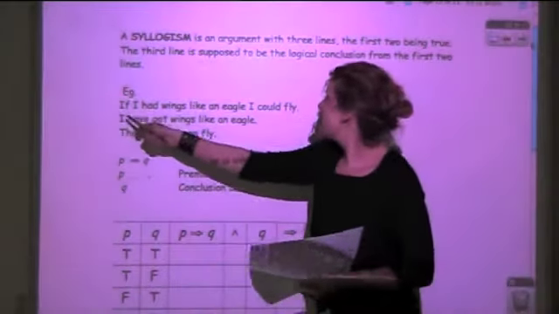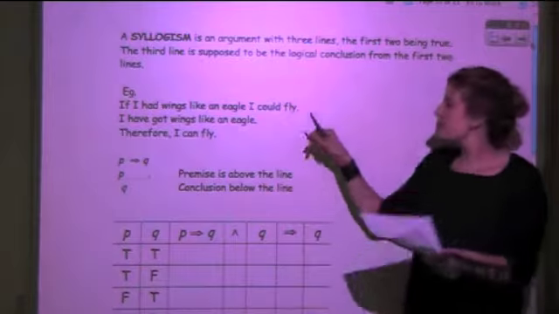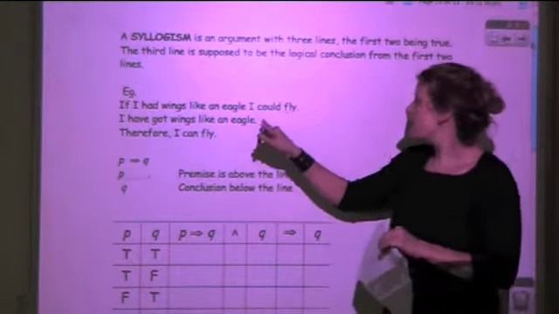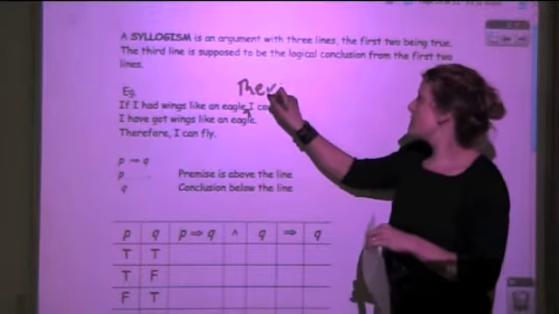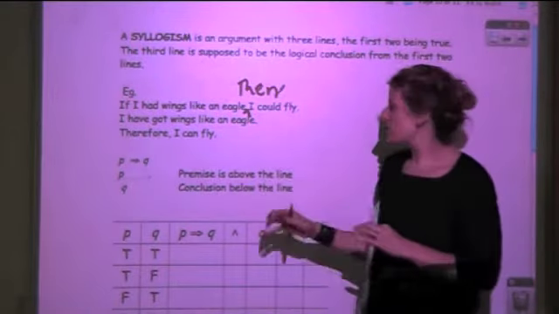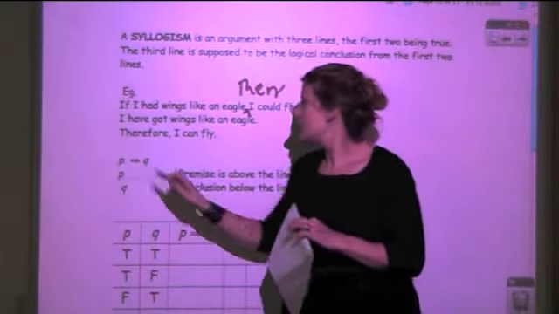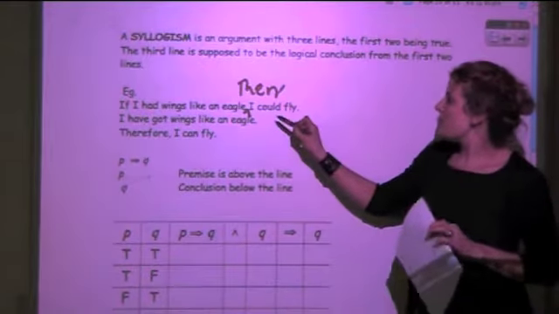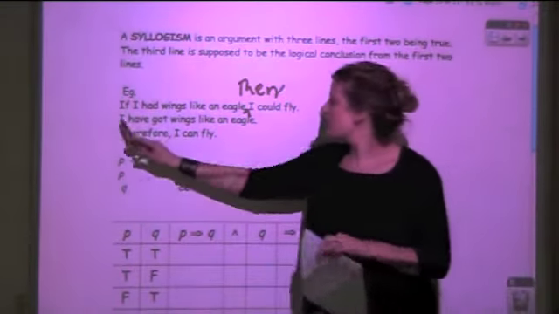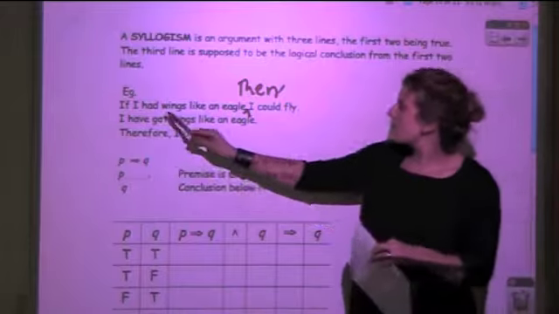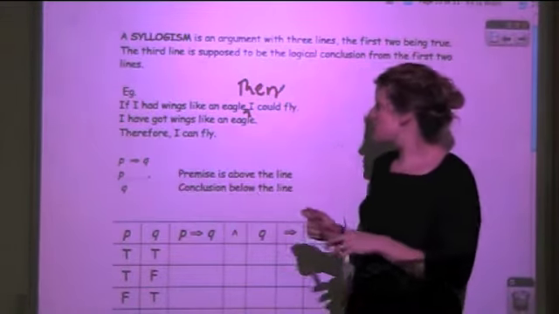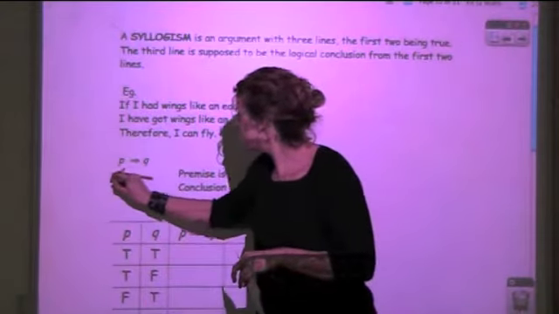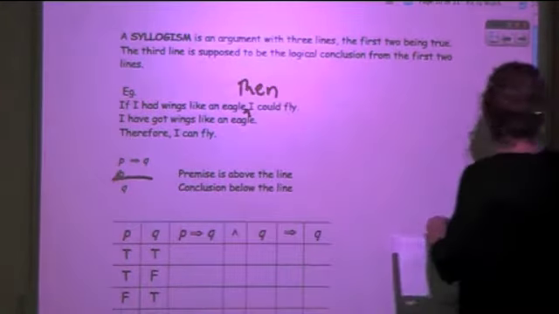If, then. So this is going to be: if I had wings like an eagle, then I could fly. So that is an implication statement. So we write that P implies Q. The second line here, I have got wings like an eagle, is the P part from this first one. And our conclusion is under the line.